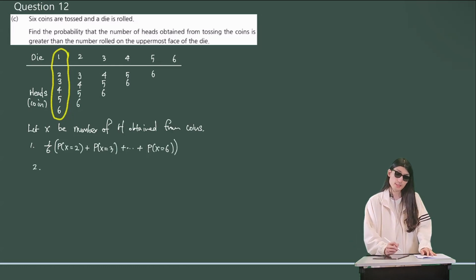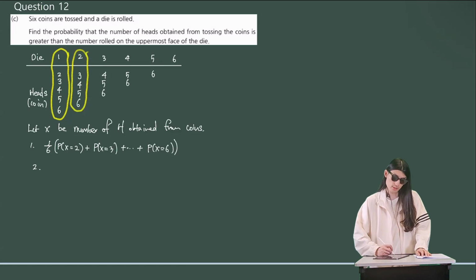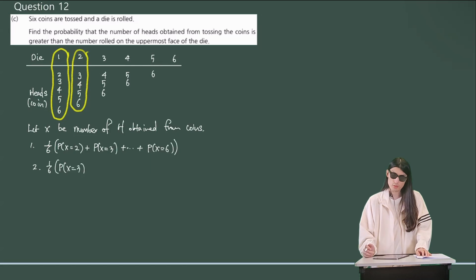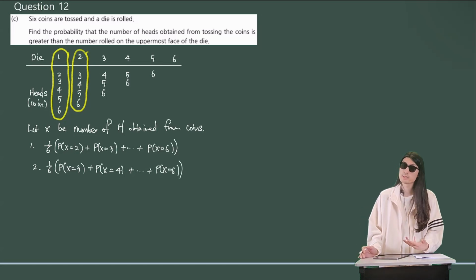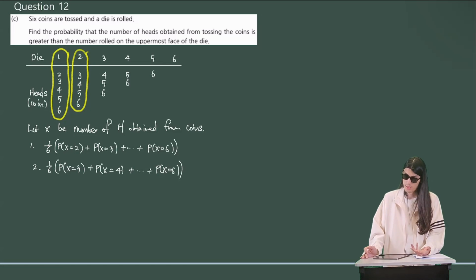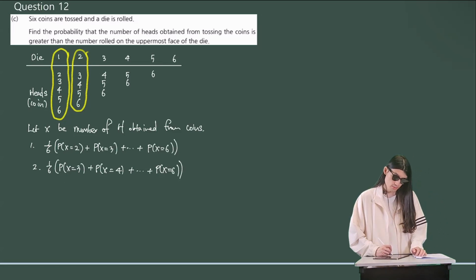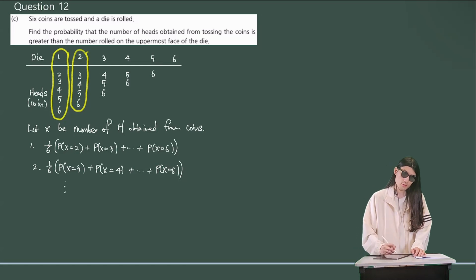In the second case, where the die shows a 2, again, the chance of the die showing a 2, that's 1 on 6 to begin. But this time, 3 of your 6 coins can land on heads, or 4 of them, or 5, or 6. All 6 of them can land on heads, right? And so on, repeat it, until your last case over here.